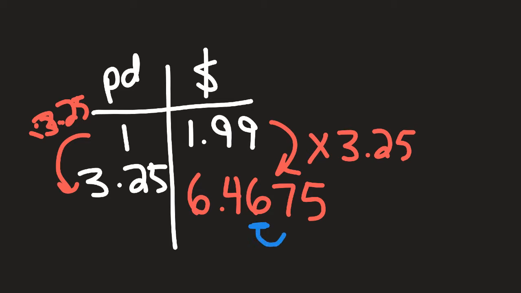So we look at the 6, then we look to the right. That 7 is more than 5 or more than 4. So this 6 is going to go up. So we are going to round this to, put a little squiggle equal sign, $6.47.